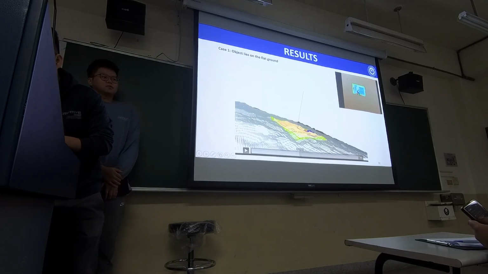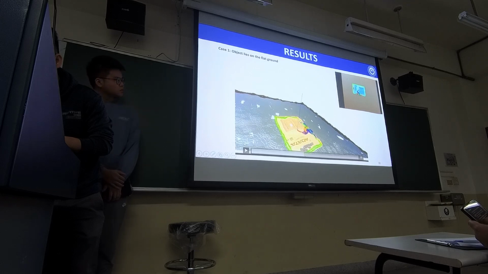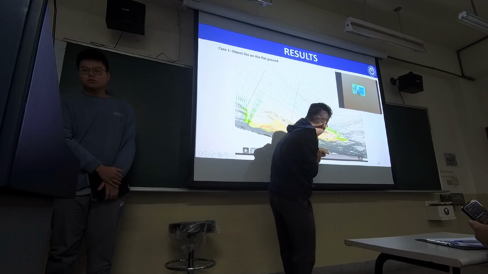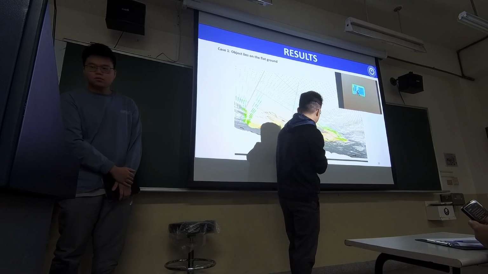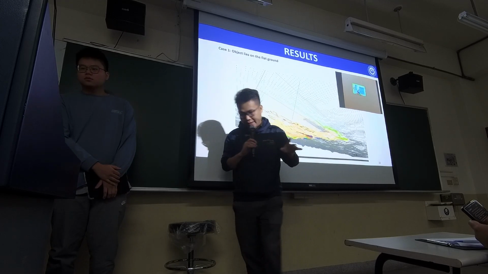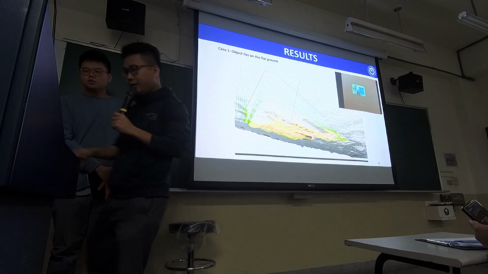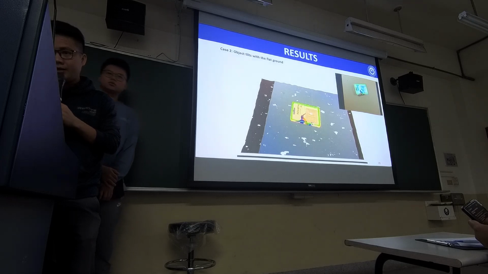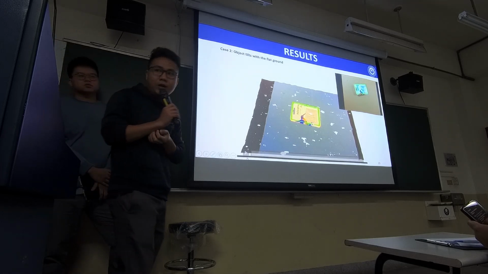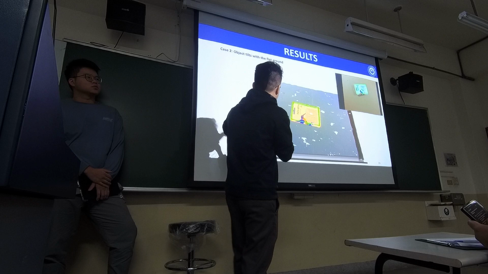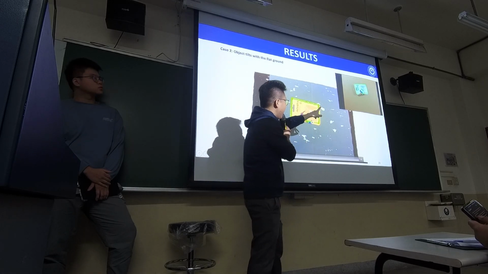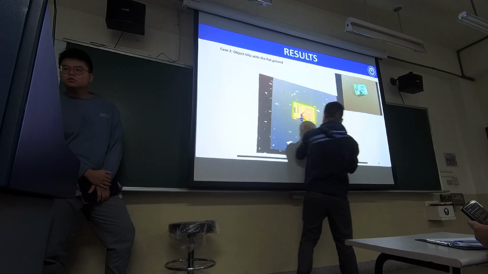And for the Y-axis, you see it's green. But we have an error in the position. And for case 2, the object is placed on the platform at some angle. This is the result from the 2D. This is the result from the 3D.